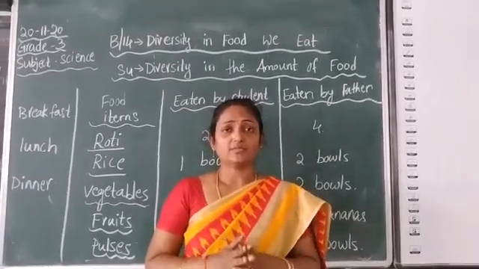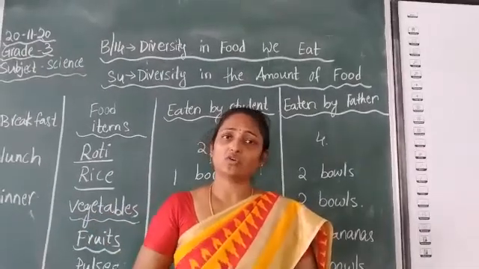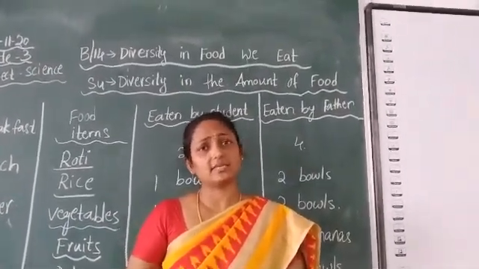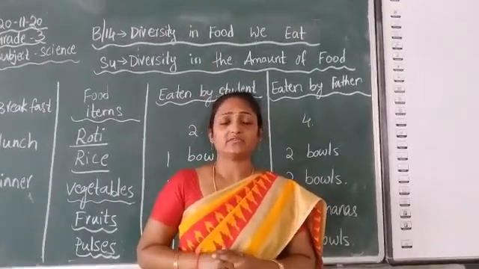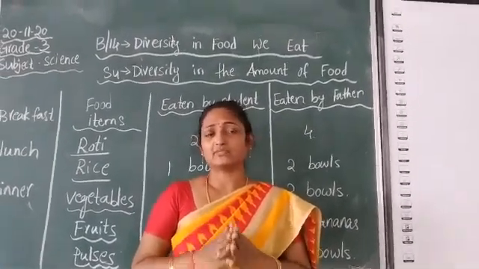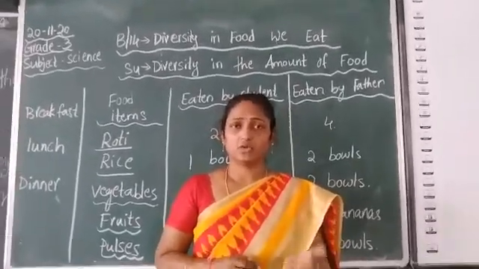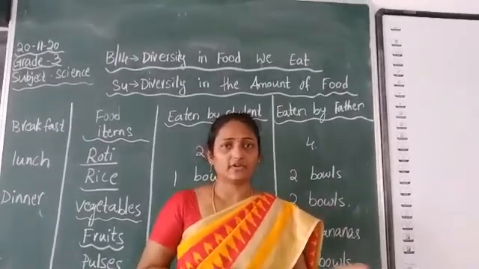So each member of the family, are they taking the same equal amount of food? There are different kinds of people in the family. Are they taking the same equal amount? No. According to their age, we are serving in their plates. So mother will serve to a child. Suppose she has made a roti, then she will serve 2 for a child and 4 for a father.